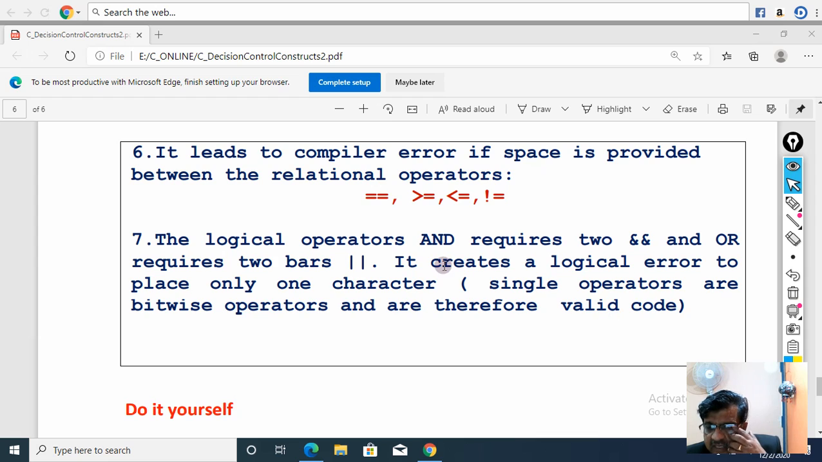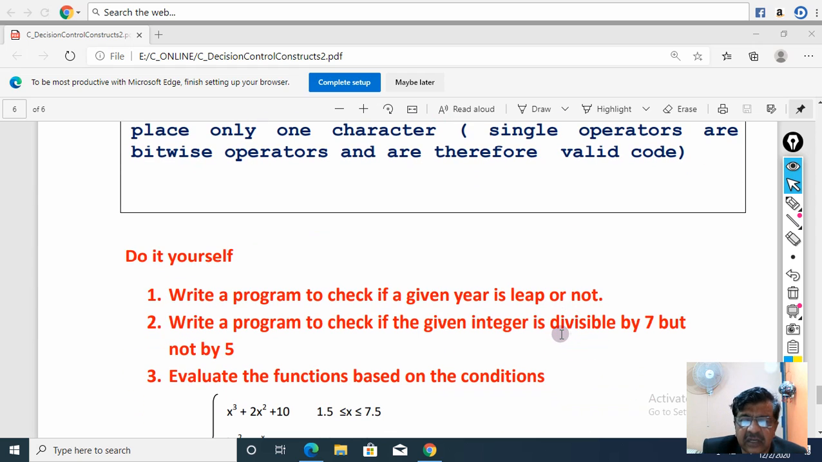It will never connote that, because ampersand refers to conjunction, and this one refers to disjunction, and they are used like binary operators, bitwise operators. Okay, at the bit level this connotes some meaning, and this will also connote a meaning. So therefore single operators are bitwise operators and are therefore valid code. And with this we will come to an end as far as compound if statements, multidirectional if statements are concerned. Another volume is going to come out wherein we will be discussing the switch control statement and some application programs.